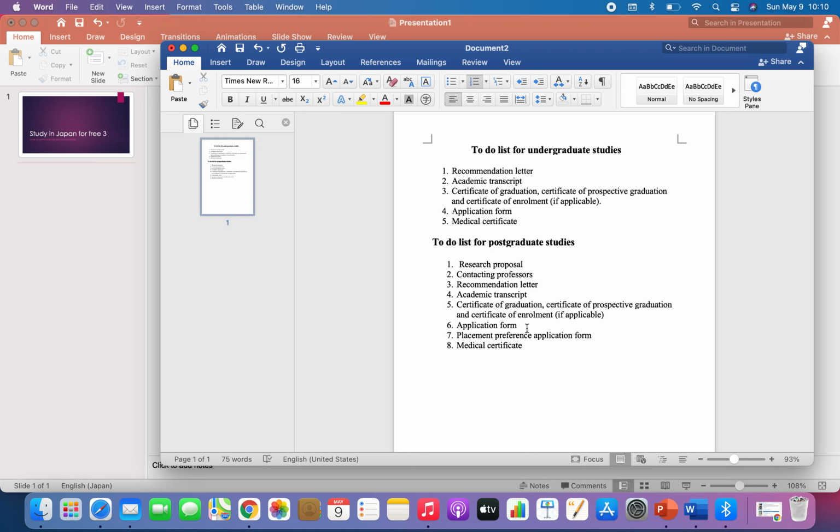And then the next thing, of course, is your application form. You have your placement preference application form, and then you have the medical certificate. This is just the list that I put together of how pressing I think you should start working on things. It's just my idea. It's not an ideal situation. It's just me thinking that this is how you should be working on things so that you can be ready before the deadline. So let's move to something else.